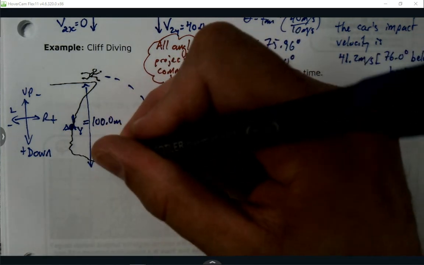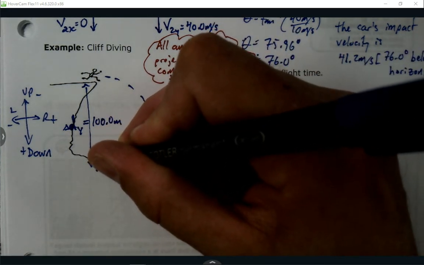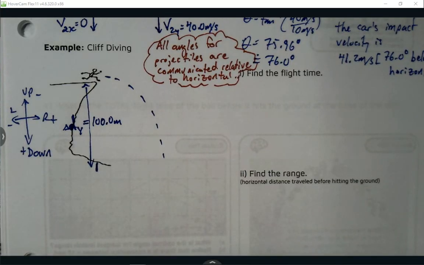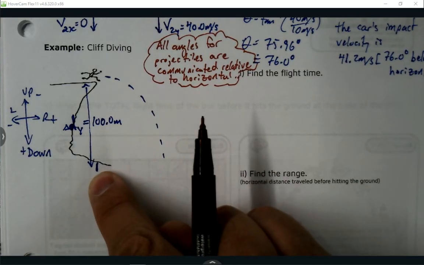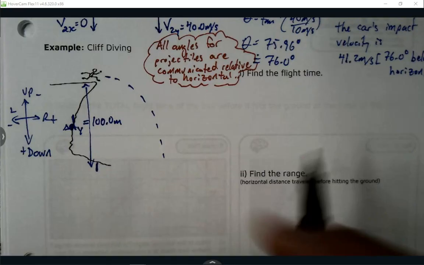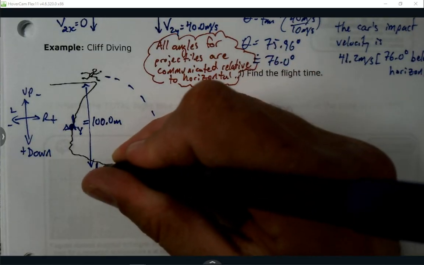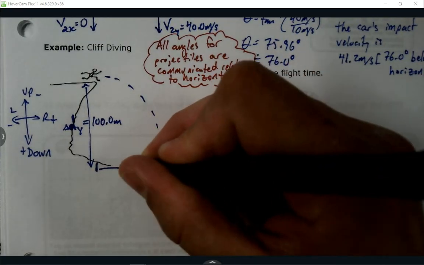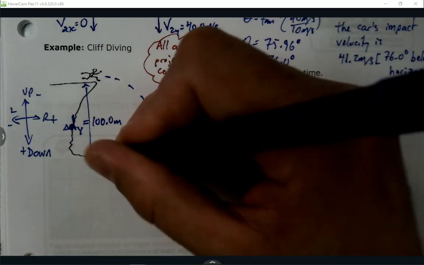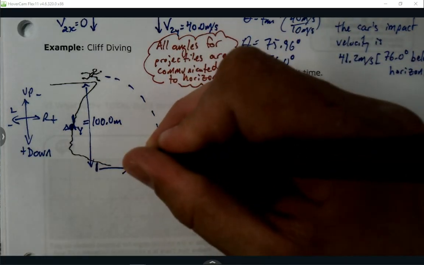Now, interesting thing about this cliff, from the point that they launch off the cliff, see this point here is directly below where they launch off the cliff? From that point onward, I didn't tell you this until just now because I didn't want to worry you. There's a shark. What?